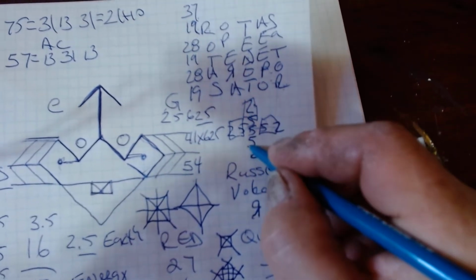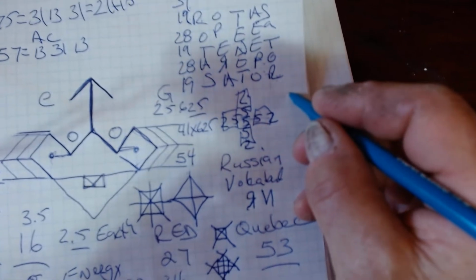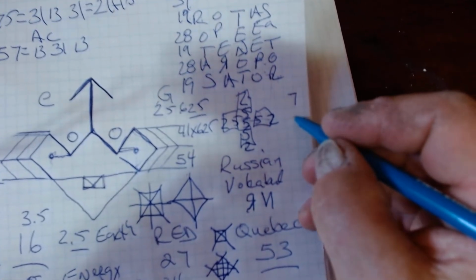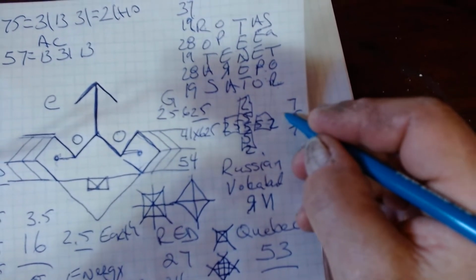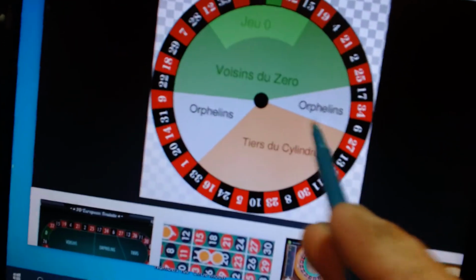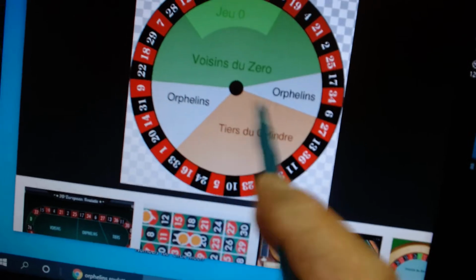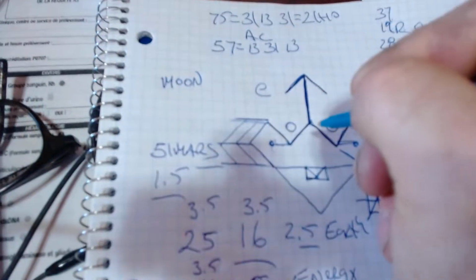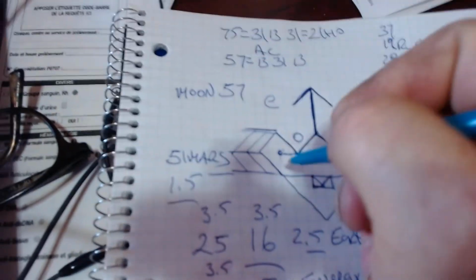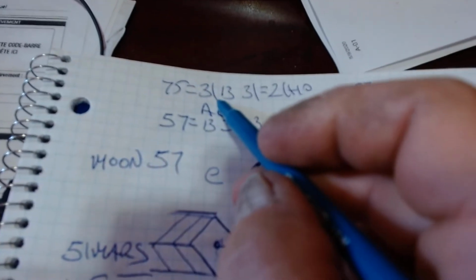7, 7, 7, 7. So instead of doing what I did before, I'm going to go 7, 5, 7, 7, 5, 7. And then when we go to orphelin, I get 57, 75. I get 77 with Christ. I get the moon at number 57. 31, 13, 31.